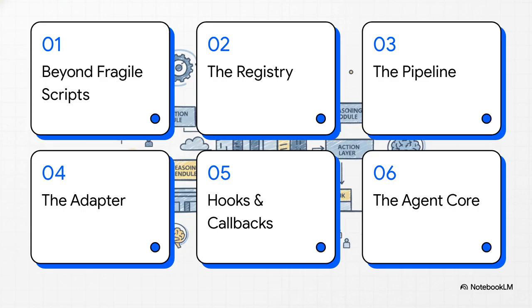So here's our game plan. First, we'll pinpoint exactly why those initial scripts are so problematic. Then we're going to build our way out, step by step, with 4 foundational patterns: the registry, the pipeline, the adapter, and hooks. Finally, we'll tie it all together with the +1 pattern, the agent core, which is what really gives the system its intelligence.